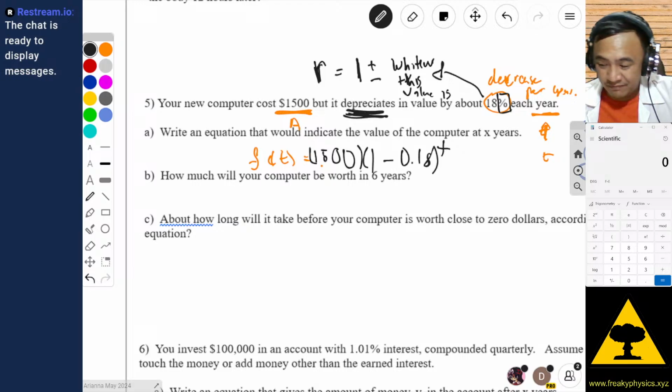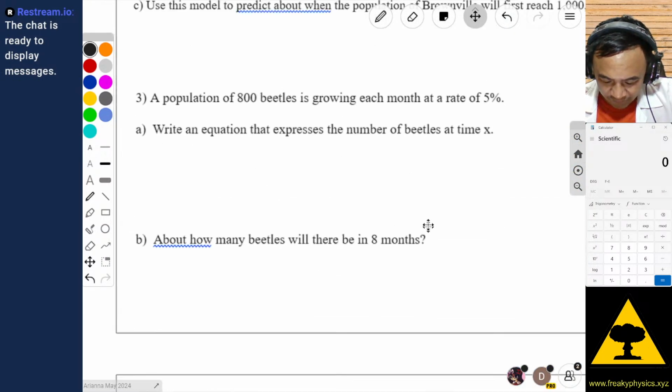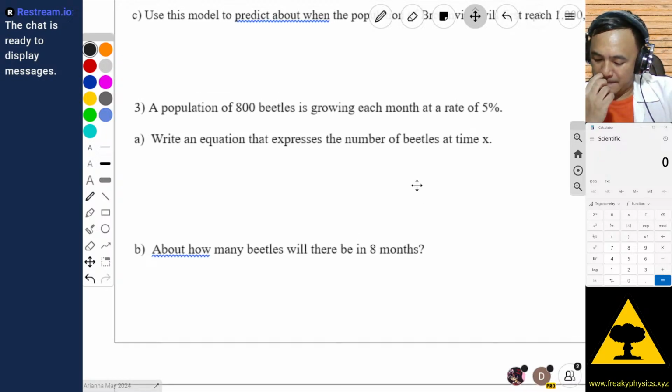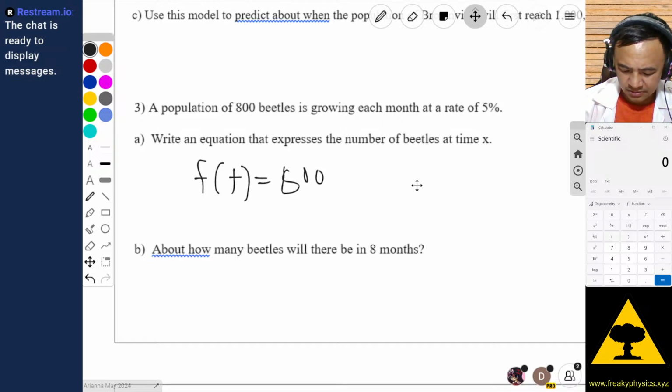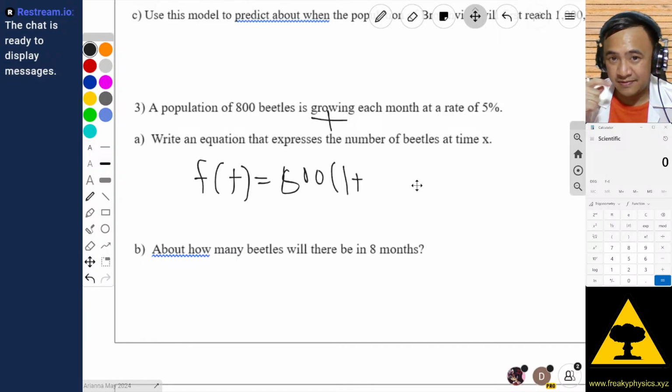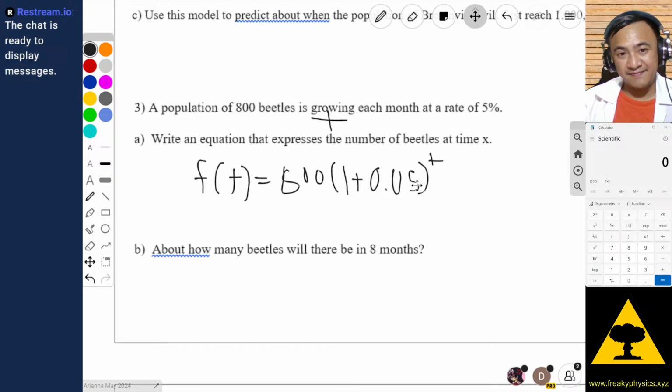So before we go to B, I'm gonna look for a similar problem here. You try to do the exact same thing we did here. I think we have one here, number 3, similar. So I have to write the equation. F of t equals 800 times 1 plus... This would be plus, right? Correct. It's plus because it's growing. 0.05 to the t. Yep. Correct. Done.